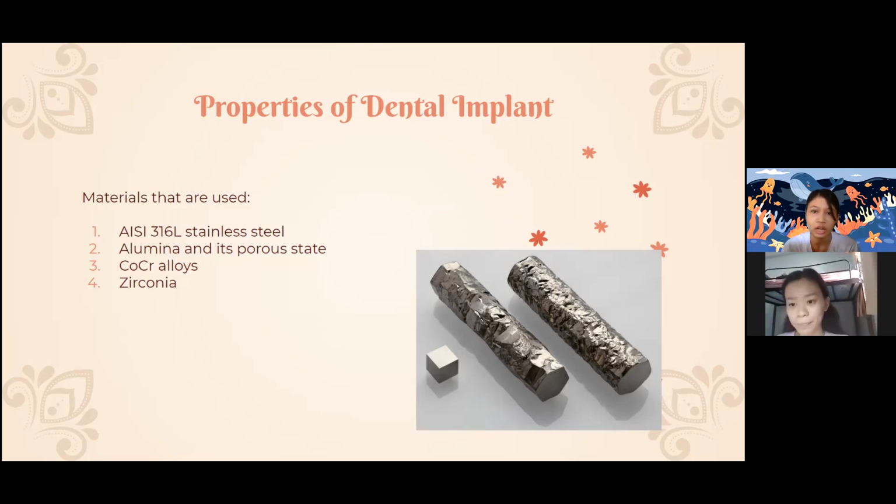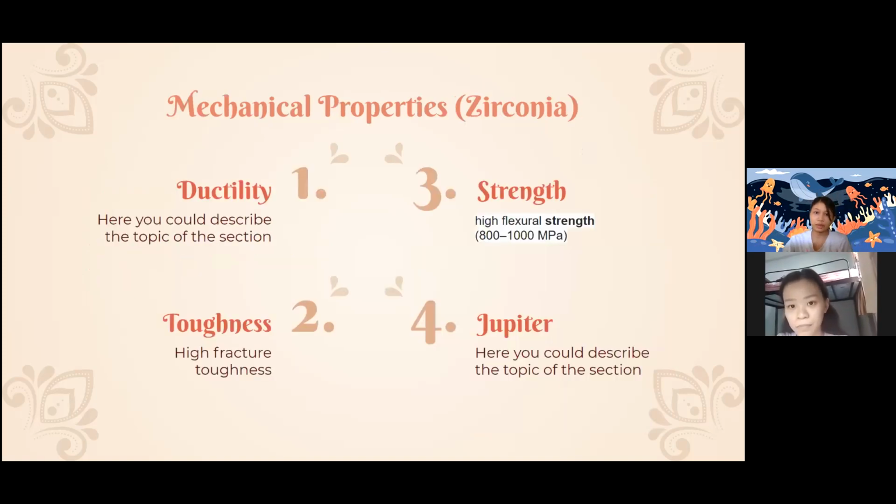Some papers said that the material usually used is stainless steel because it has low cost and is easy to make. But a lot of other papers also said that zirconia is good. These are the mechanical properties of zirconia that will be explained by Anjali.